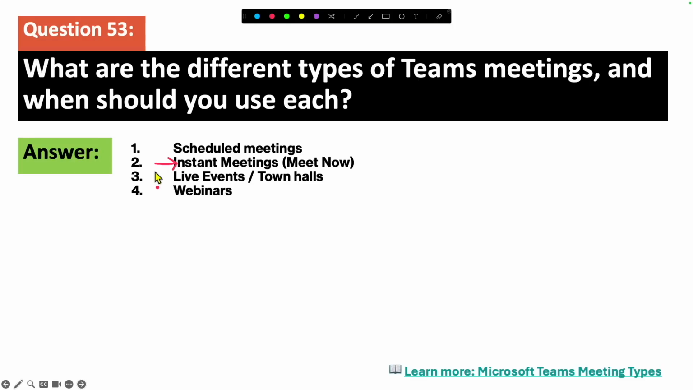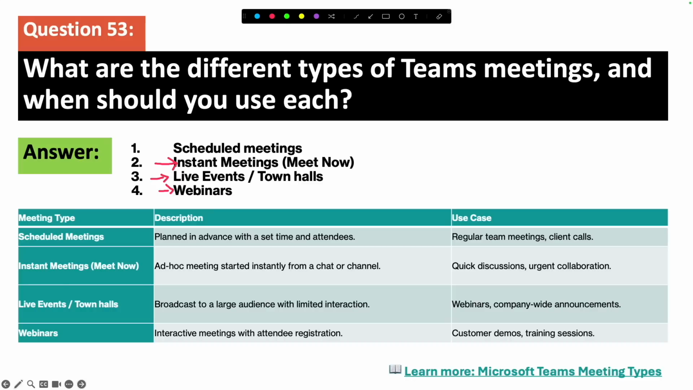Then we have live meetings. These are the ones I mentioned, the town halls and live meetings, to broadcast to a large audience. And webinars are like an interactive meeting with attendees and things like that. So I have prepared a comparison, or the data sheet gives you more granular detail.